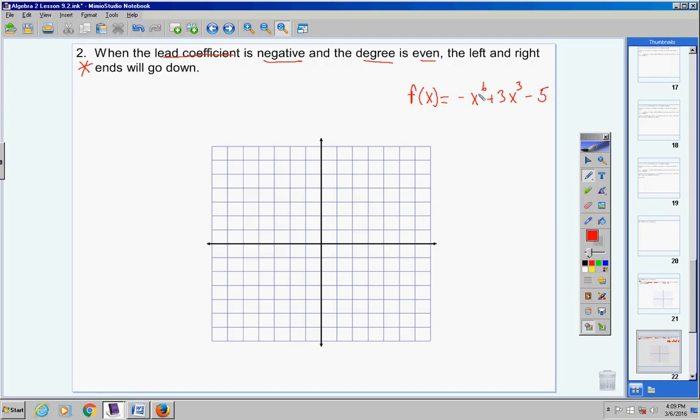That is a 6th degree polynomial function, and even though you can't see it, there's a negative 1 right here. So your lead coefficient, well, first of all, is it written in standard form? Yes, it is. So your lead coefficient is negative 1, and your degree is 6. So my lead coefficient is negative, like it says right here.